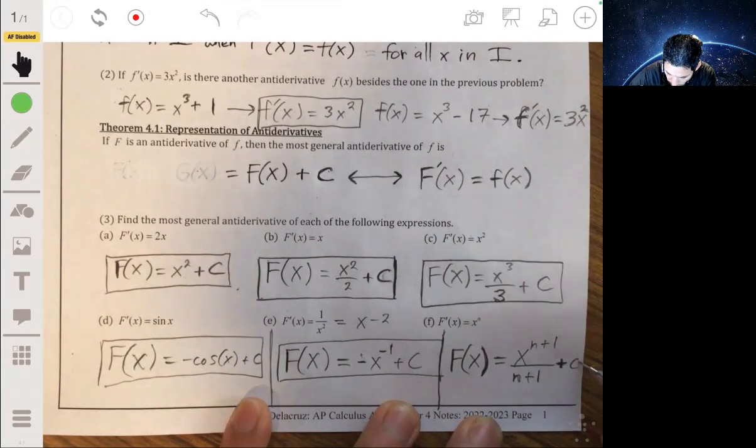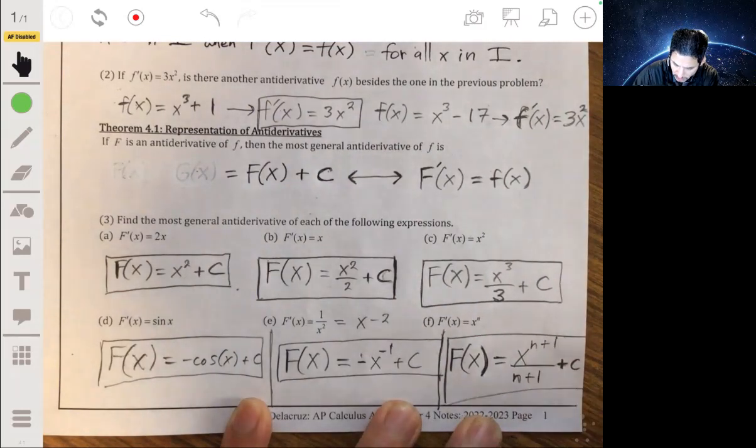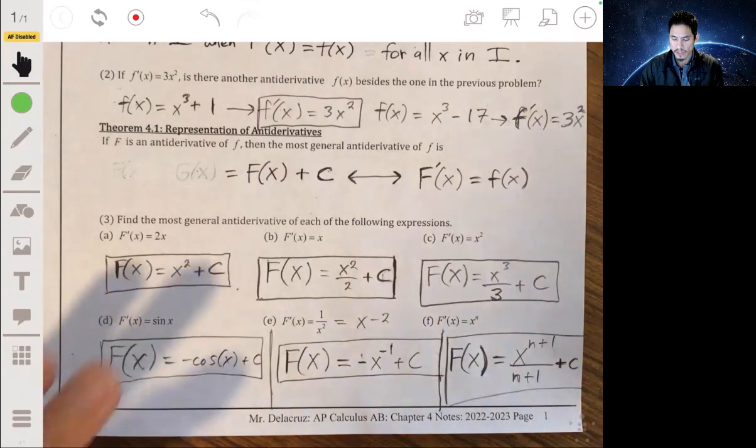I'm going to try to fit it here. All right. So I like to think of this as the reverse power rule or the anti-power rule, because you're doing the opposite of what you would do when you use the power rule for derivatives.